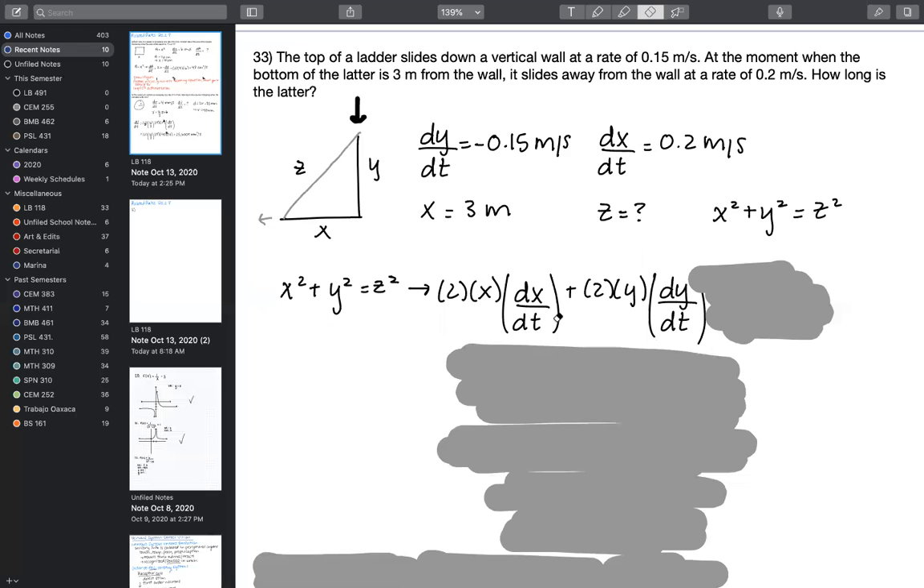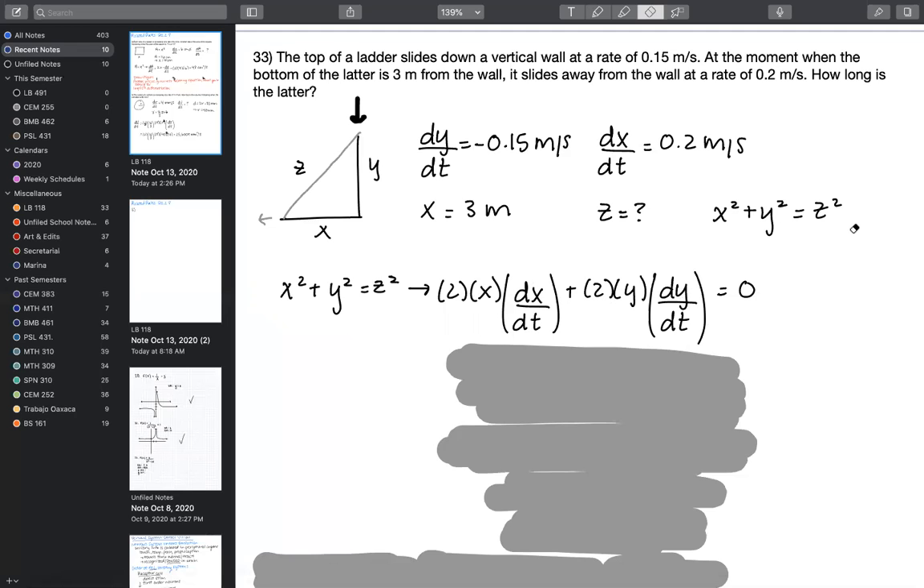2 times x times dx/dt. So much like all of the other problems we've done, we're going to do the power rule and we're going to drop the 2. We've treated this x squared first as a variable, so we've just applied the power rule like we would if it were y equals x squared. But we know that the distance from the ladder's end to the wall, represented by x, is increasing. And so it has its own rate of change that affects the greater rate of change, and we have to include that. And then same methodology here, we get 2 times y times dy/dt equal to 0.